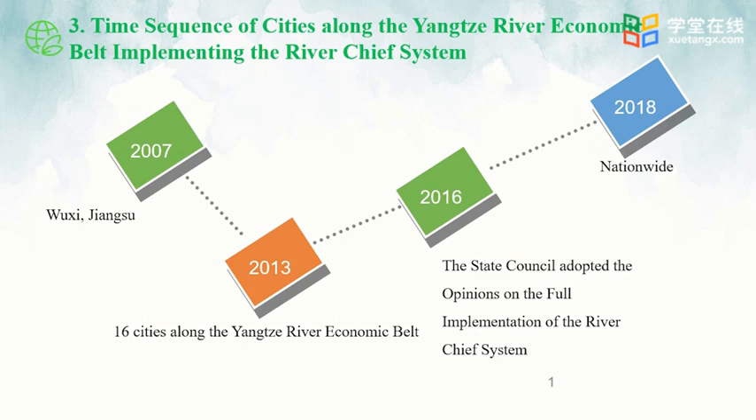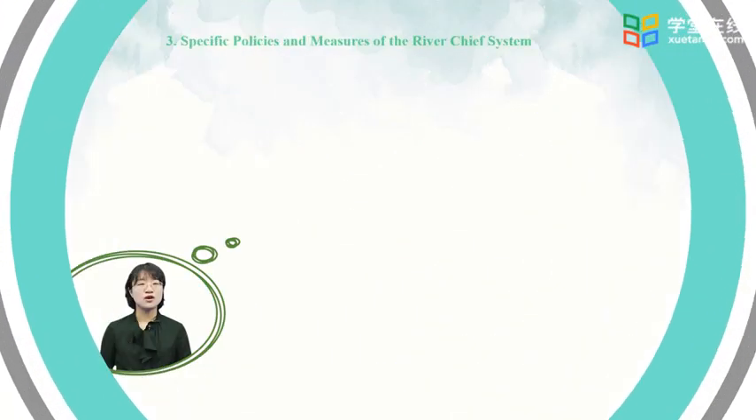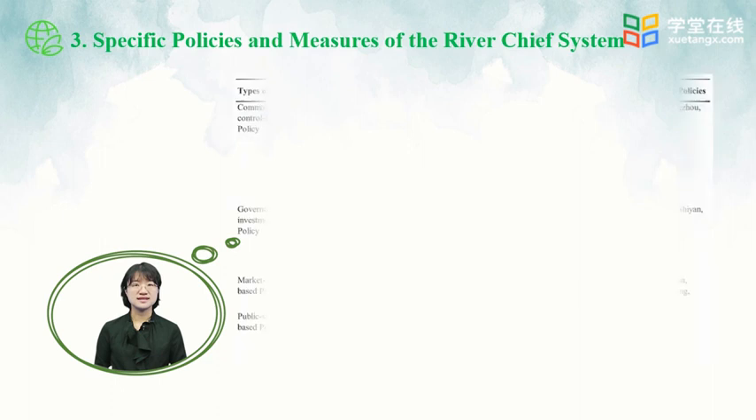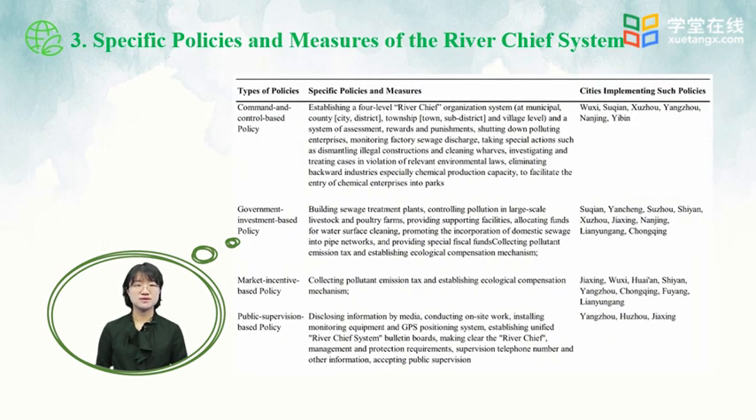In 2016, the State Council adopted the opinions on the full implementation of the river chief policy, and by the end of 2018, this policy has been fully enforced throughout the country. What are the specified policies and measures of the river chief policies? The implementation time and specific contents of the river chief policy of each city are different.